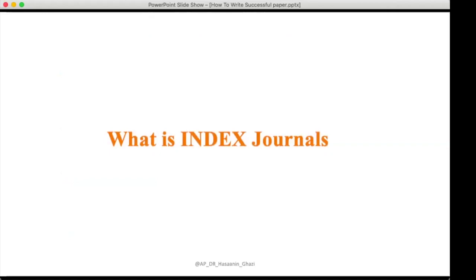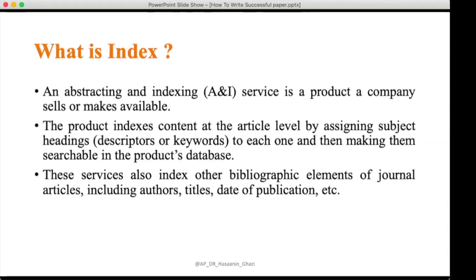Okay, so what is an indexed journal? We have heard this term many times. Indexing is a service, an abstracting and indexing service. It is a database, and the journal subscribes to this database. That means all the papers published by the journal will be available on that database.